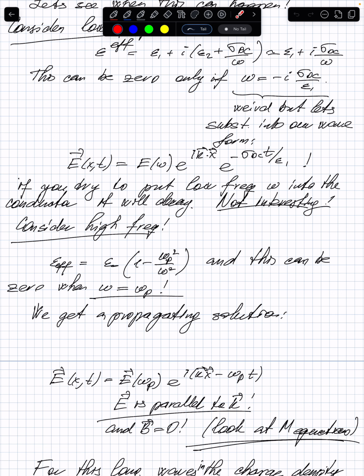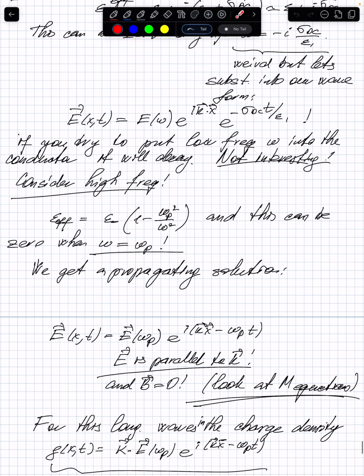So now let's consider the high frequency limit. Last time we derived that in the high frequency limit I can write epsilon effective as epsilon 0 times this factor, 1 minus omega plasma squared divided by omega squared. So when is this zero? It's a simple equation to solve. This is zero when the frequency of the wave equals exactly the plasma frequency.